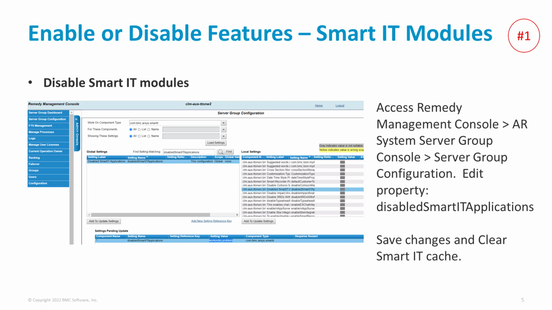Here I have listed the steps to disable a module. As you can see, it's basically going to the object in the server group configuration form, finding the right parameter, and changing the list of modules to disable.